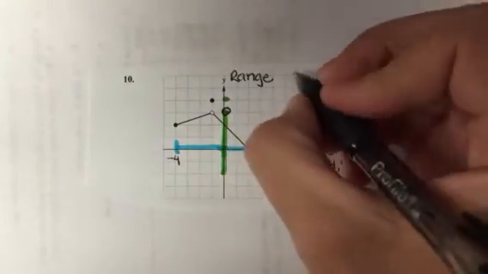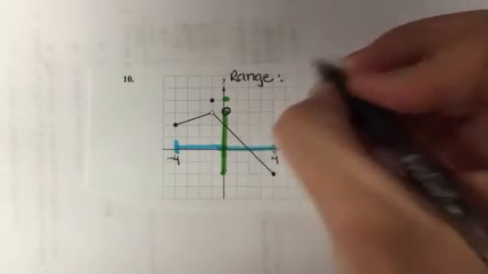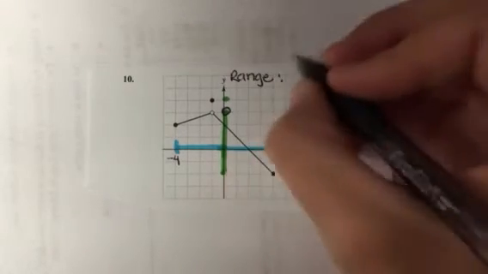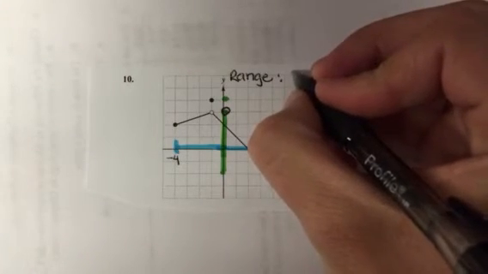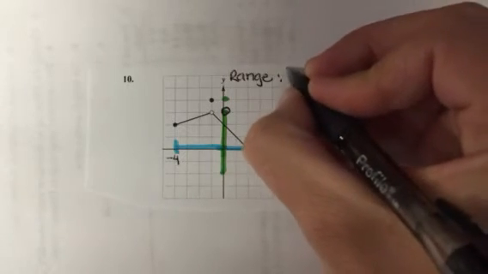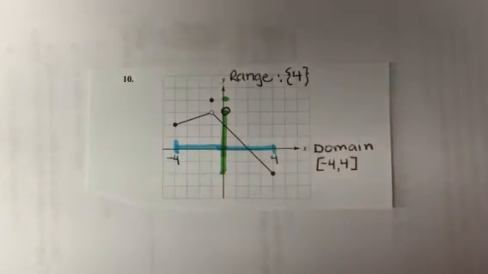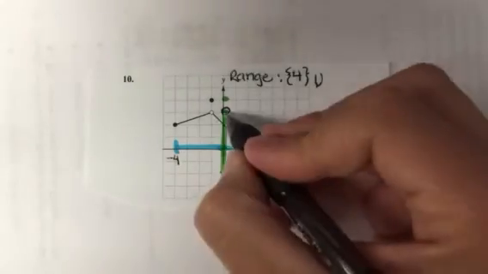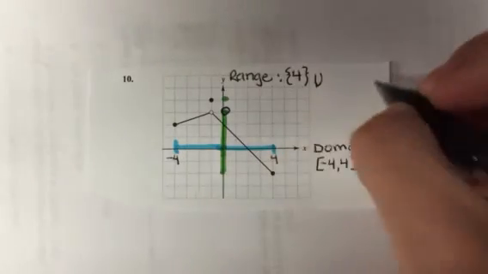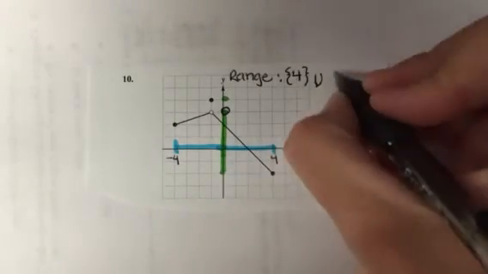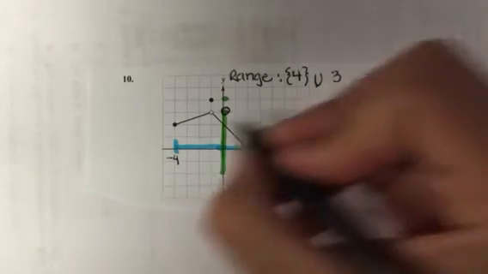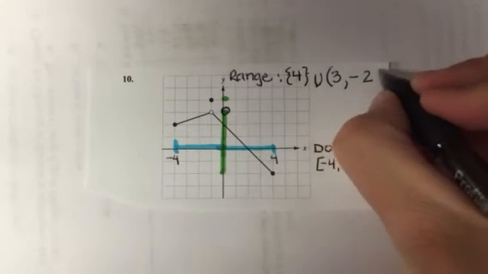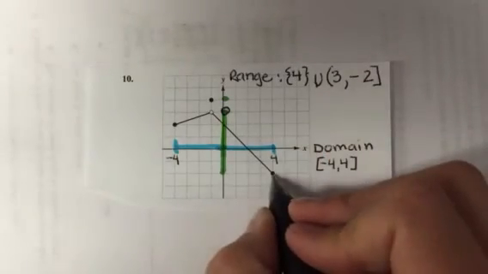So for this part, the range would be just the number 4, and it's including that. So they use these other kinds of brackets that we haven't seen yet when it's a single number, and then you're going to do the union. Then we're starting off at 3, and the 3 is not included, and then going down to -2. And the -2 is included because it is a solid dot there.